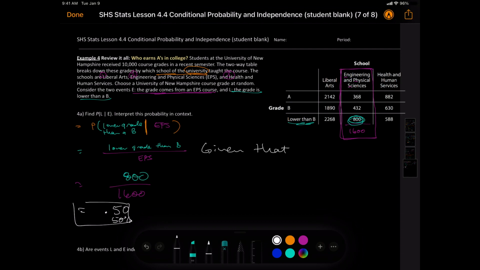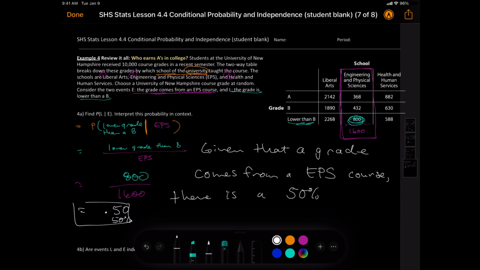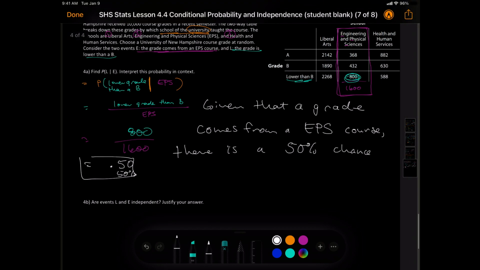Given that a grade comes from where? Where do we look? The whole university? No, just from an EPS course, there is a 50% chance that the grade is lower than a B. Okay, so if you look at just the EPS courses, half the grades are going to be lower than a B. Well, I don't know. Engineering sounds really complicated. Lots of math, right? Is everyone doing super well in those classes? Maybe not.